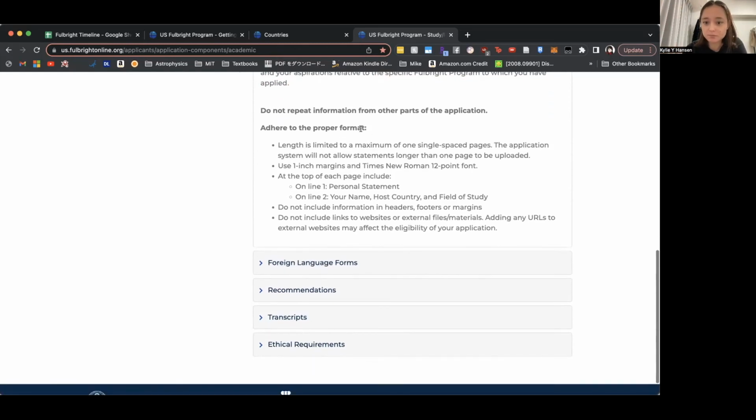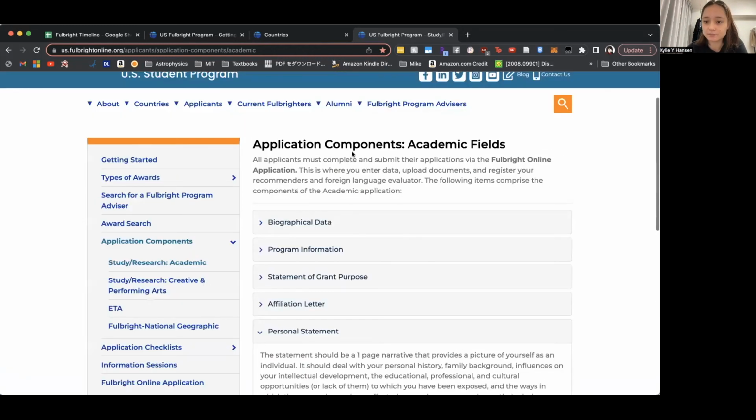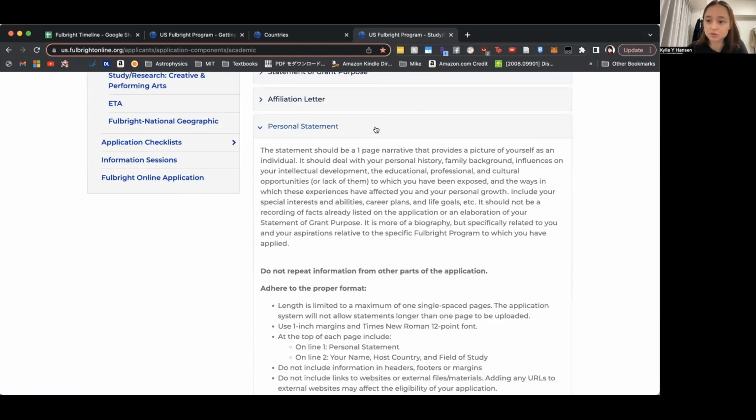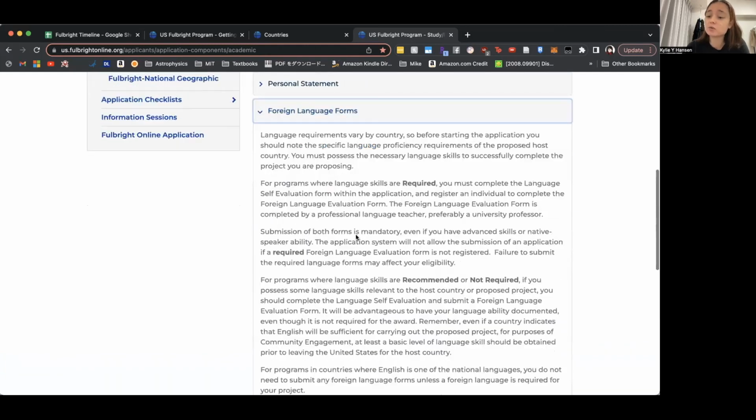Yep. And then there's the proper format here. 1 single-spaced page. Same margins and font as before. On the top of the page, you include personal statement and then your name, host country, and field of study. Obviously, as before, you don't write in the headers, footers, or margins. And obviously, as before, you don't include any links. Okay. Tell a story, yes.